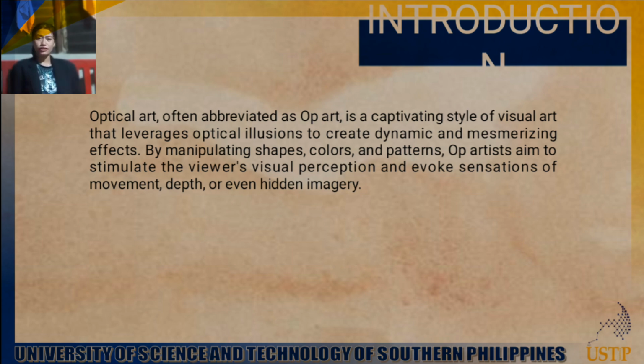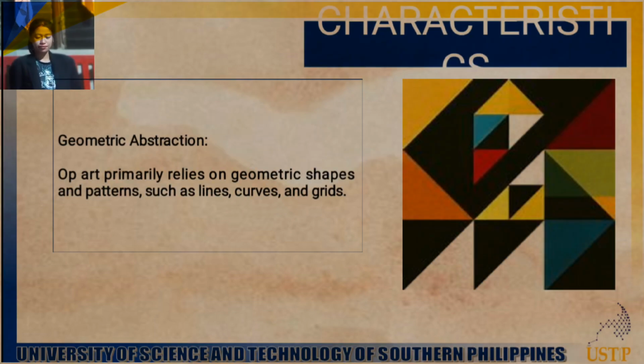Op art, also known as optical art, is a class of art that uses illusions to create images that seem to move or glow. They use lines, curves, and colors to confuse your eyes. Characteristics: geometric abstraction. Op art primarily relies on geometric shapes and patterns such as lines, curves, squares, and grids to create illusions.